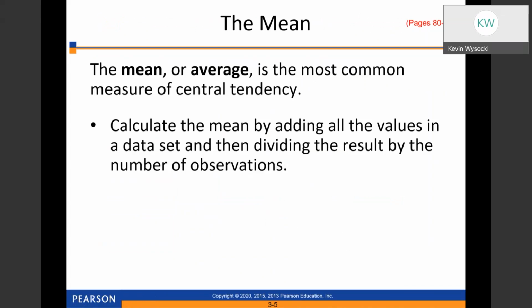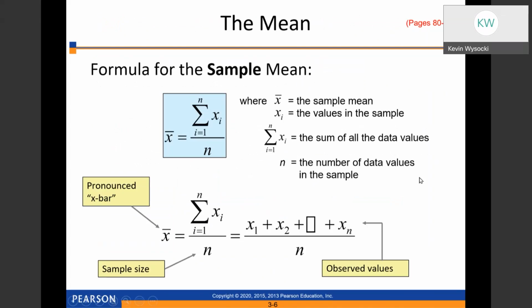The first one is the mean or the average, and it is the most common measure of central tendency. To calculate the mean, you add all the values in a data set and then divide the result by the number of observations. So if you have 3 exams in this course, if you wanted to find the average score, you would add all your raw scores up and divide by 3. Depending on how large your sample size is, to calculate the sample mean, we use X bar. That's how it's pronounced.